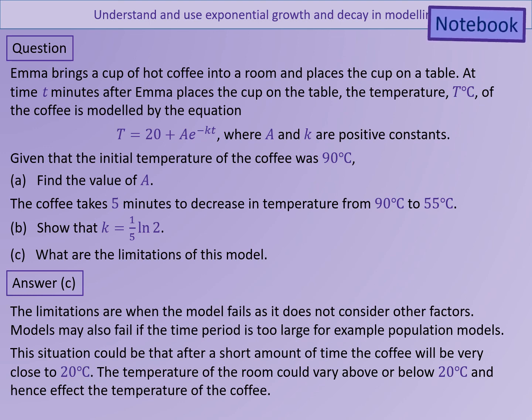So that is the main limitation of this model, that there is an assumption that the room temperature is 20 degrees Celsius, when in actual fact it might not be. So that would be something that you can talk about if you are asked about the limitations of the model.